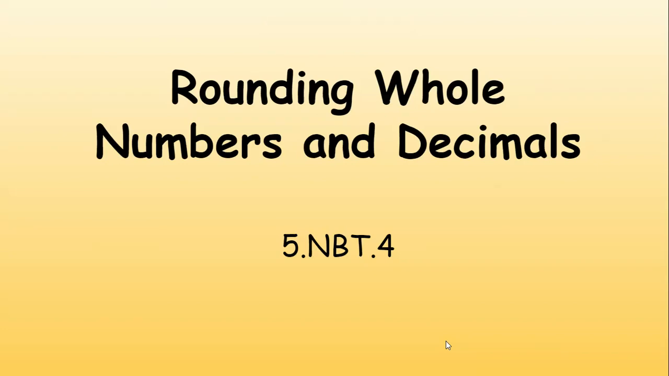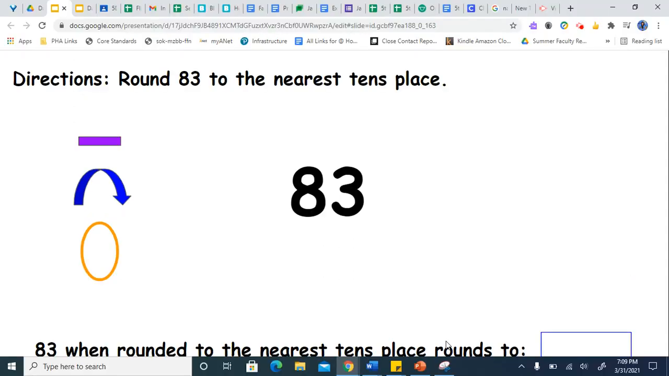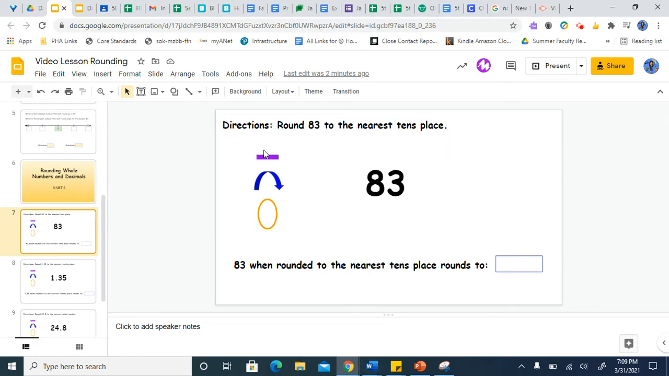Today we'll be learning how to round whole numbers and decimals. We're going to start by rounding the number 83 to the nearest tens place. First, what we're going to do is underline the place value that we're rounding to. Since we're rounding to the nearest tens place, we're going to underline the digit in the tens place. We can see that the 8 is in the tens place, so we're going to underline the 8.